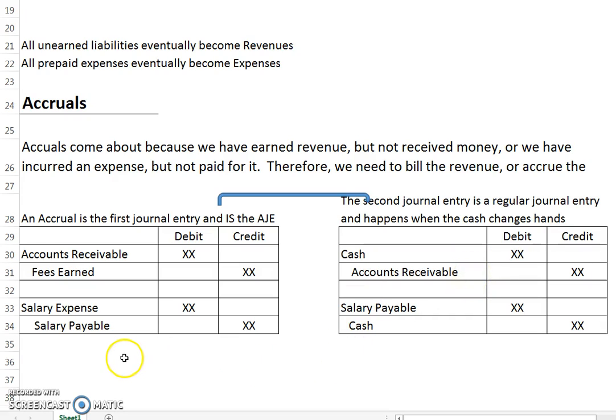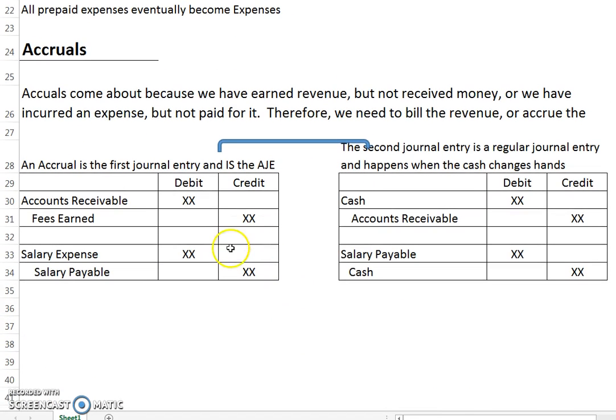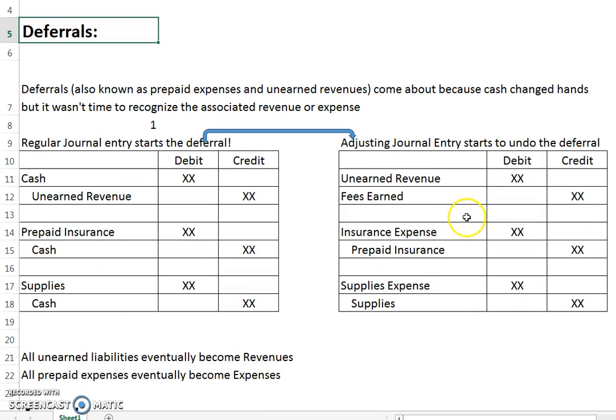Let's look at an accrued expense. So our employees have worked, but we haven't paid them yet. So we have salary expense and salary payable saying that we owe them. And then later on when we go ahead and pay them, we'll reduce the salary payable and pay out the cash. So what you'll notice about the order here is that for an accrual, your first entry is your adjusting journal entry. But for a deferral, your second entry is your adjusting journal entry.